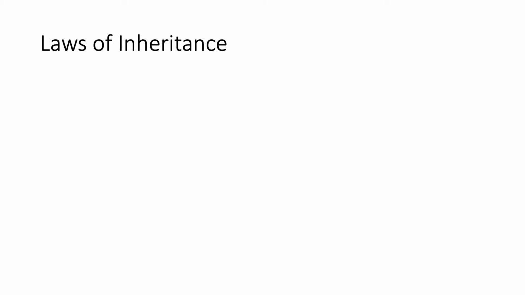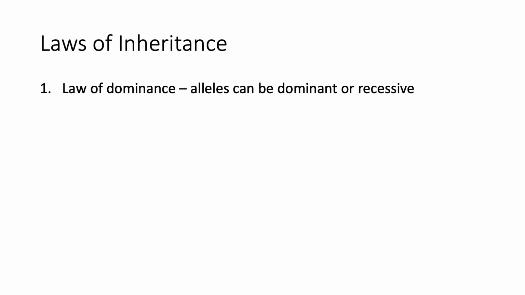All right, the laws of inheritance are 3 rules developed by Mendel after his many years of research, and they're still considered to be mostly true. There are some exceptions that I'll go over later in the presentation. But anyway, let's get started. The first law of inheritance is called the law of dominance, which states that alleles can be dominant or recessive. This is just what I went over. Some alleles, like brown eyes, will always express themselves over other alleles, like blue eyes.